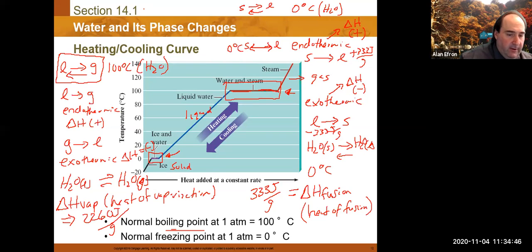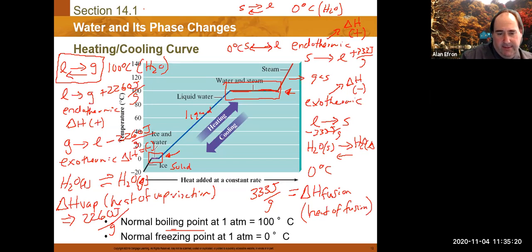Same deal over here. Liquid to gas is endothermic, it would be positive 2260 joules per gram and negative 2260 joules per gram going the opposite direction, going from gas back to liquid. So the heat of fusion and heat of vaporization are really the same number regardless of which way you're going. Just like we talked about with specific heat and energy, it's really just a sign that varies. Any questions on that there?